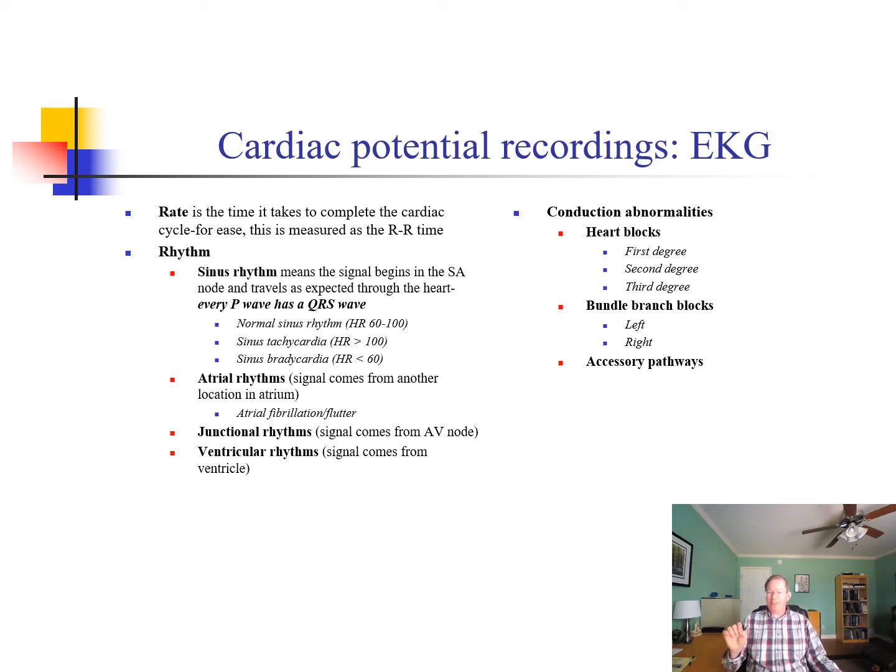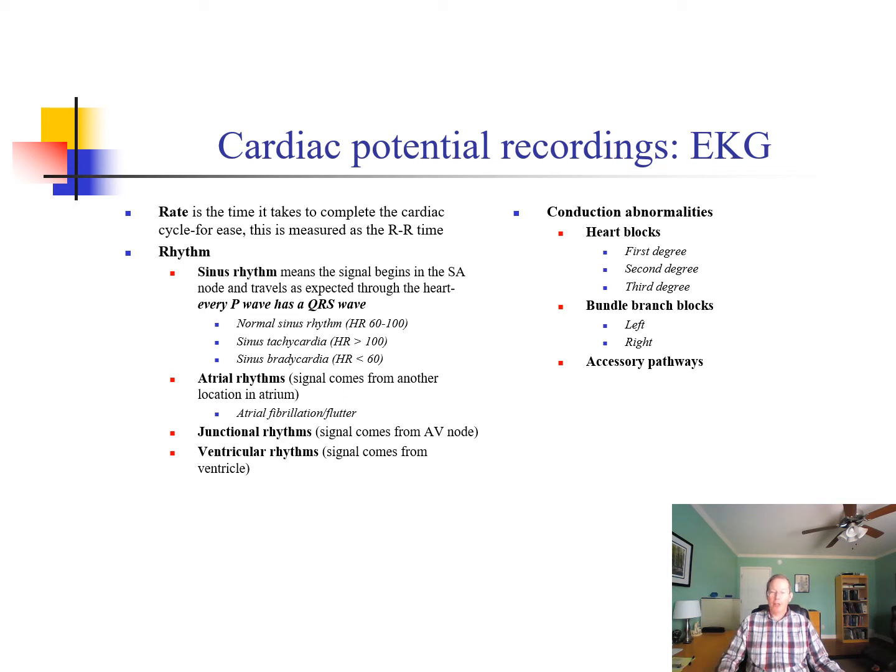For ease, for regular rhythms, we actually measure the rate between the R and the R. The reason for this is that a long time ago when we used to record these potentials, the P waves were very, very small. We had difficulties distinguishing the signal from the noise, so it was more convenient to use the biggest signal, the R wave, to the next biggest signal. This only works if it's a regular rhythm, but the rate is how fast it's going: beating 100 times per minute, beating 180 times per minute, beating 20 times per minute.